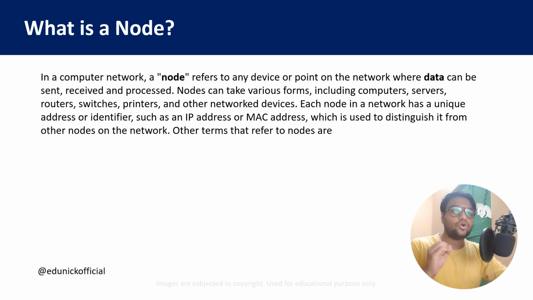Every node in a network is identified by an IP address, just like you are identified by the unique ID of your Aadhaar card. Similarly, a network device like a node is identified with the help of an IP address or a MAC address. We will learn about IP address and MAC address in the upcoming videos, but for now, just know that an IP address is like the unique number on your identity card, or your Aadhaar card, which is used to distinguish it from other nodes on the network.